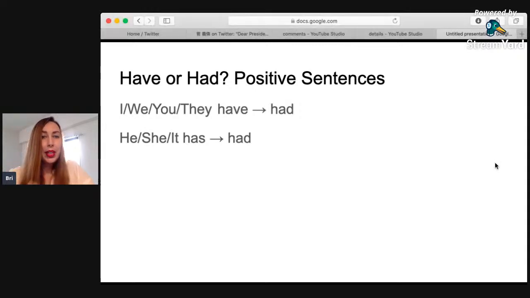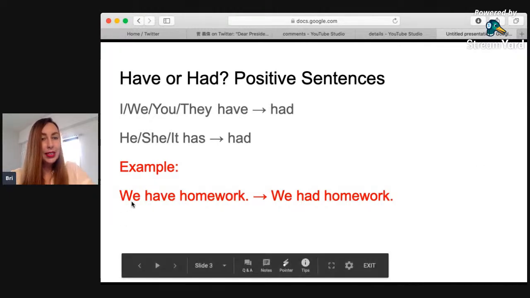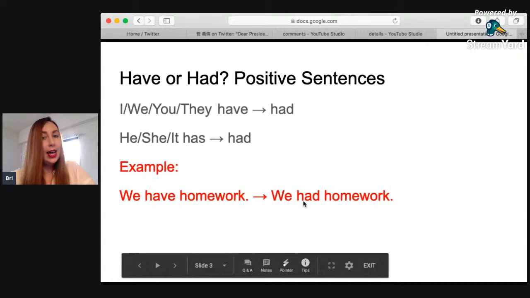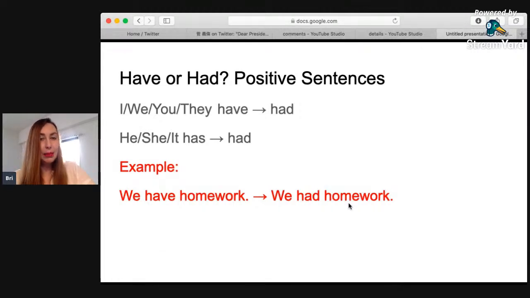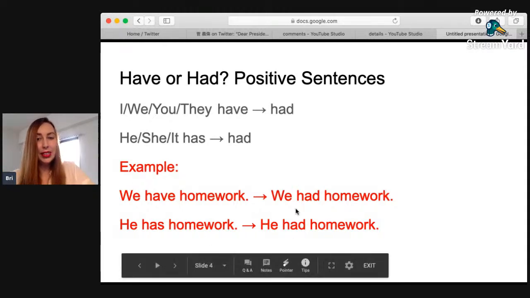Okay, so let's look at some examples. Example number 1, in the present tense, we have homework. Okay, this is a positive sentence. So if we change it to the past, we had homework. Very simple, right? And if we look at example number 2, he has homework. Change it to the past. He had homework. Very, very simple. It's the same, right? Is everyone following so far?